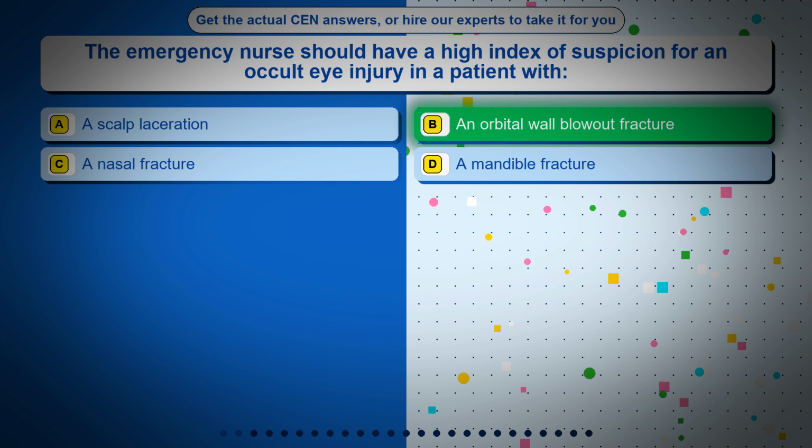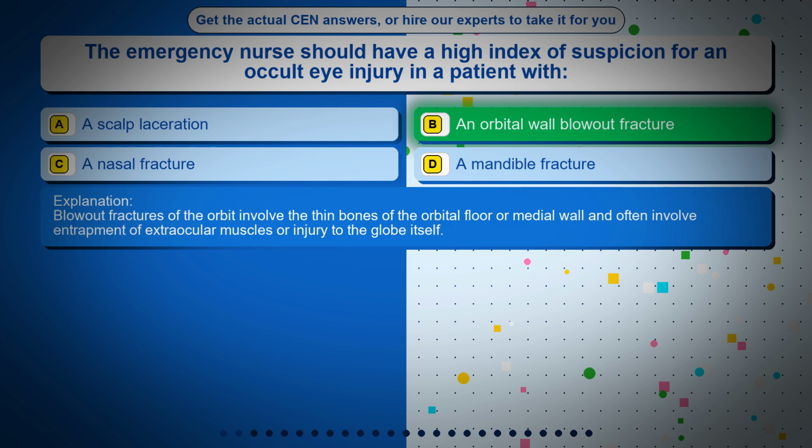The correct answer is option B. An orbital wall blowout fracture. Blowout fractures of the orbit involve the thin bones of the orbital floor or medial wall and often involve entrapment of extraocular muscles or injury to the globe itself.